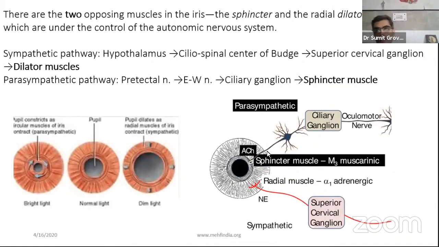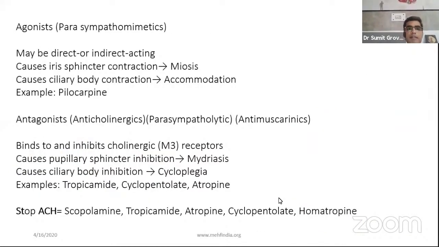Now, again, I told you that we'll again come to this diagram. The reason is I want you to revise that the parasympathetic nervous system has acetylcholine and M3 receptors, and the sympathetic has adrenergic receptors, and the neurotransmitter is noradrenaline. And we have agonist drugs, parasympathomimetic drugs, which cause sphincter contraction, causing miosis. An example is pilocarpine.